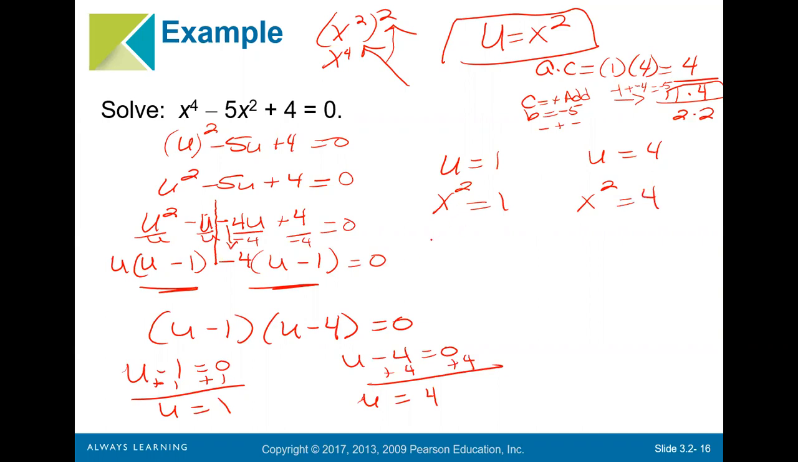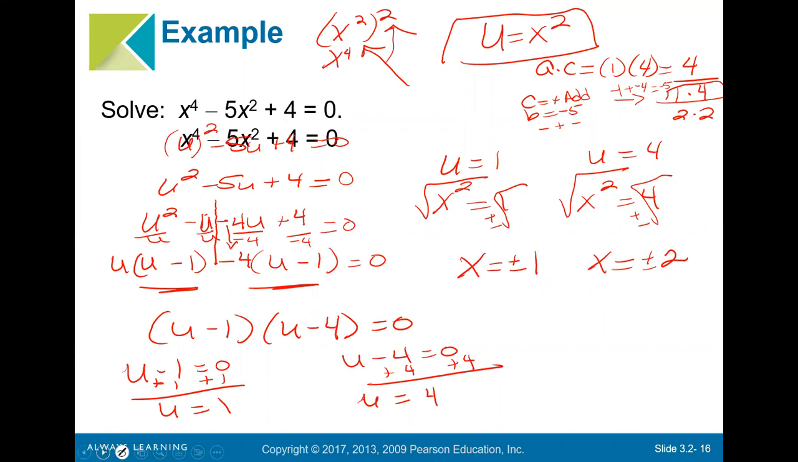And now I'm going to undo the square by taking the square root. Remember, it's an even root, so I'm going to get a plus or minus. So I have x is equal to plus or minus, square root of 1 is just 1. I'm going to square root both sides on this one, plus or minus square root. X is equal to plus or minus square root of 4 is 2. So I have 4 solutions here. You can check your work, plug them in, make sure they're true solutions.